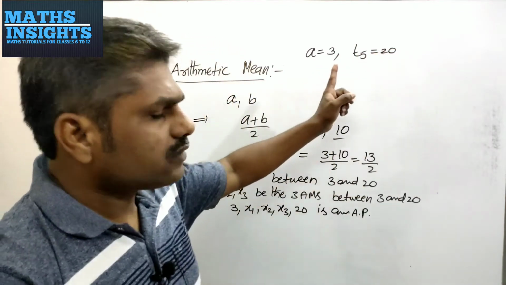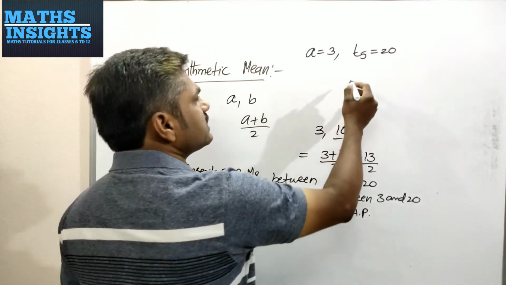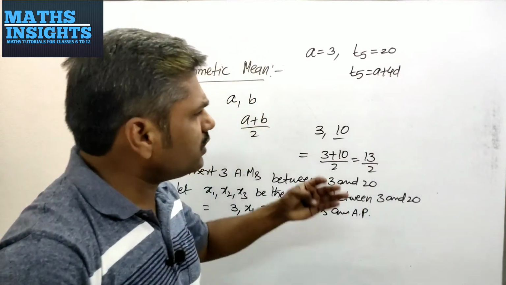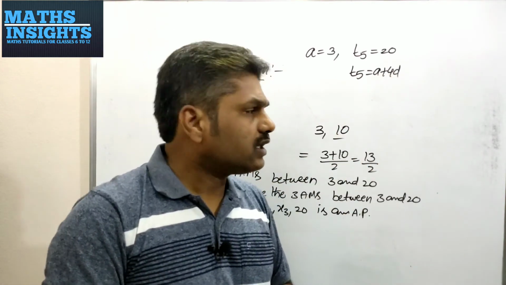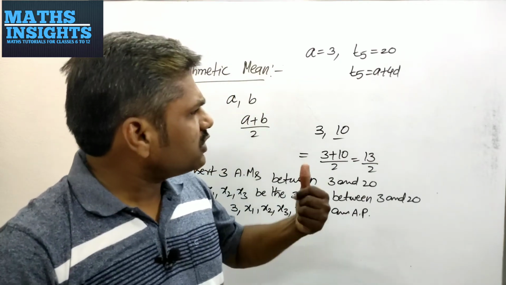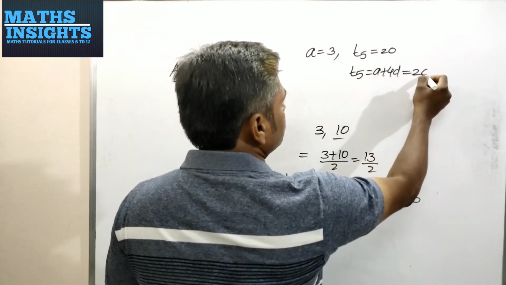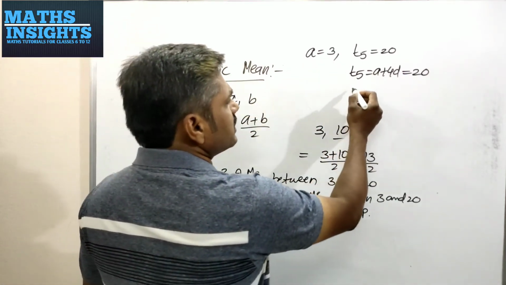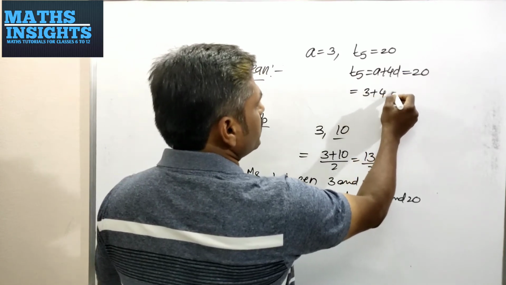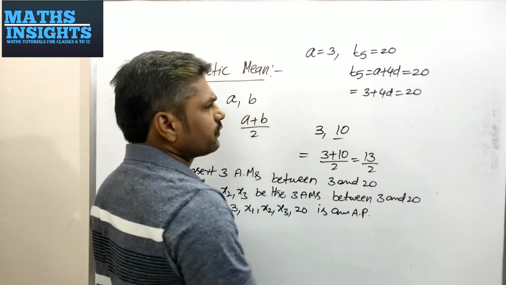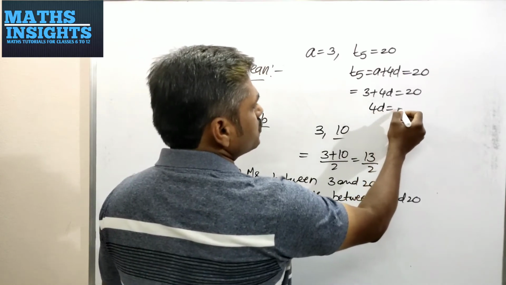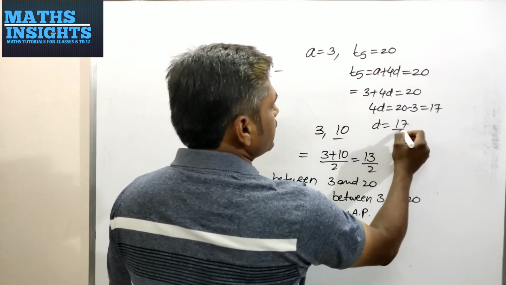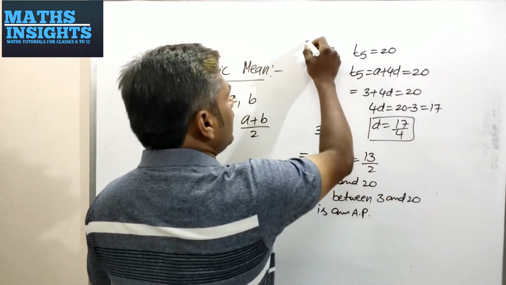You know the formula for finding the fifth term, that is T5 is equal to a plus 4d. If you use the formula a plus n minus 1 into d, then that will become a plus 4d, which is equal to 20. Now I will replace a is equal to 3 in this result, that is 3 plus 4 into d, that is equal to 20. In this case 4d is equal to 20 minus 3, which is equal to 17. Therefore d is equal to 17 by 4. You know d and a.